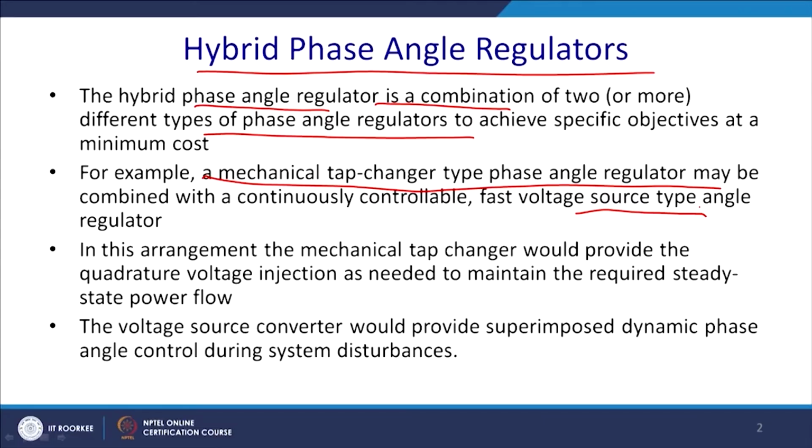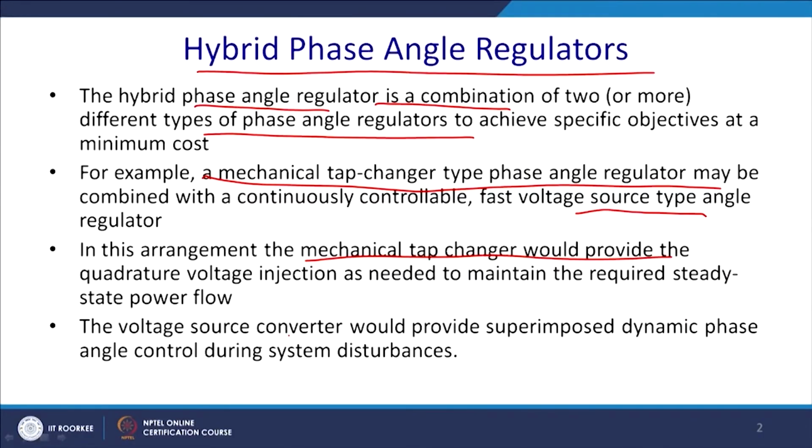In this arrangement, the mechanical tap changer would provide the quadrature voltage injection. We know that if you wish to inject quadrature with phase A, we require to inject BC, needed to maintain the required steady state power flow. The voltage source converter, instead of the mechanical switch devices, would provide superimposed dynamic phase angle control during the disturbances, and thus it is preferred.